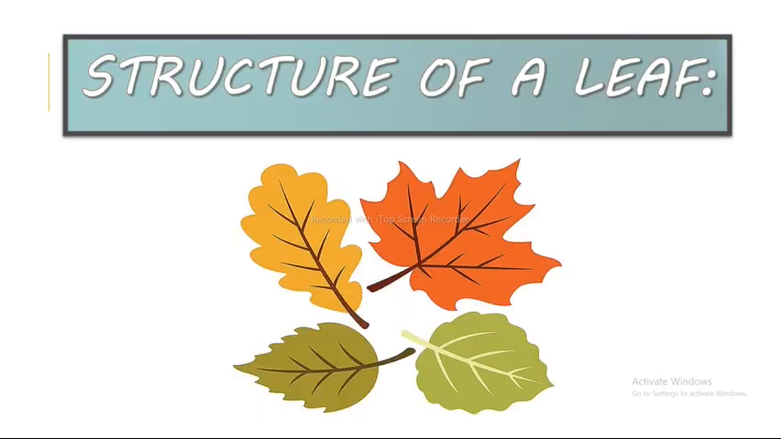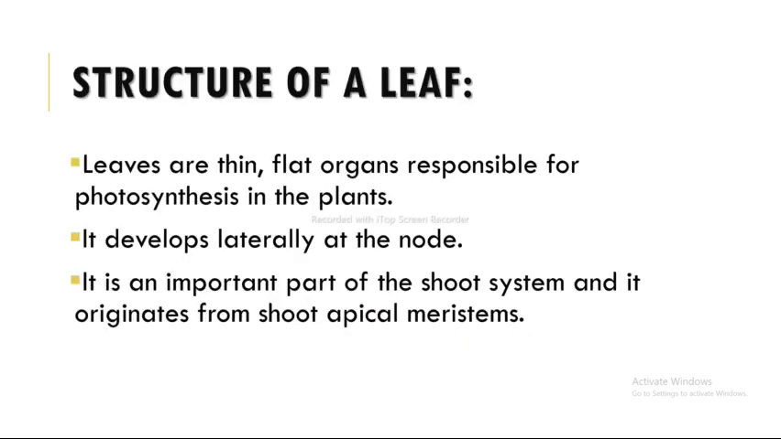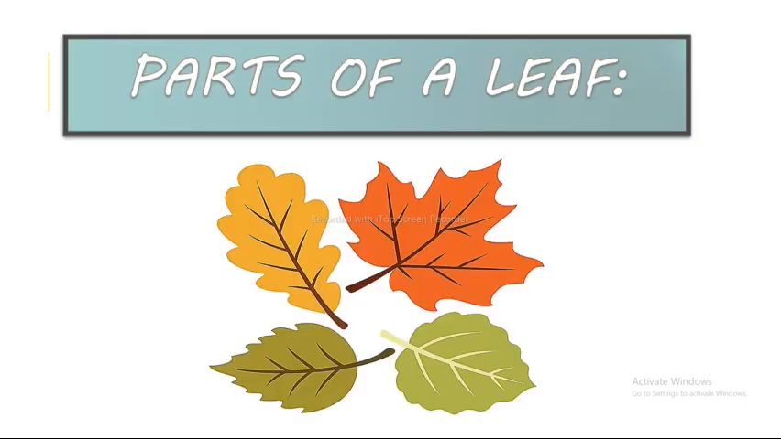Next I am going to discuss the structure of a leaf. Leaves are thin, flat organs which are responsible for photosynthesis in plants, and they develop laterally at the node. It is an important part of the shoot system, and it originates from the shoot apical meristems. Parts of a leaf.